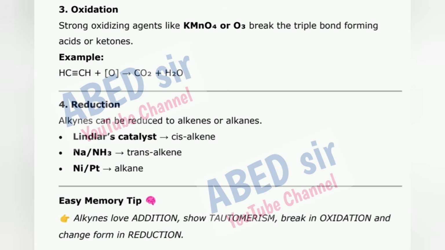3. Oxidation. Strong oxidizing agents like KMnO₄ or O₃ break the triple bond forming acids or ketones. Example: HC≡CH plus O₂ gives CO₂ plus H₂O. 4. Reduction. Alkynes can be reduced to alkenes or alkanes. Lindlar's catalyst gives cis-alkene. Na-NH₃ gives trans-alkene. Ni-Pt gives alkane. Easy memory tip. Alkynes love addition, show tautomerism, break in oxidation and change form in reduction.